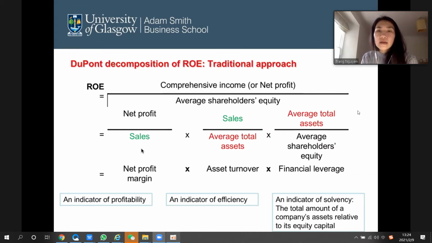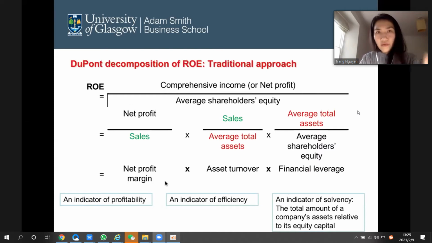Okay, that's what I want to mention. So the traditional approach is we just split into different ways. Before, we split net profit and based it on average assets, right? And now we add more assets, more sales in. So the ROE in this case is a product of three different indicators for us to analyze.